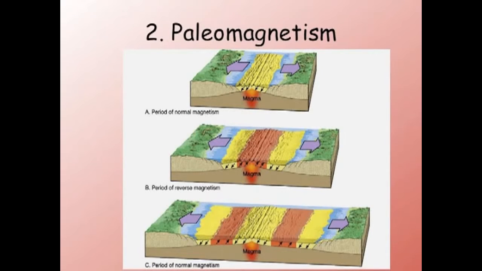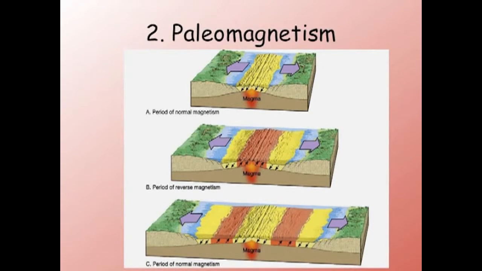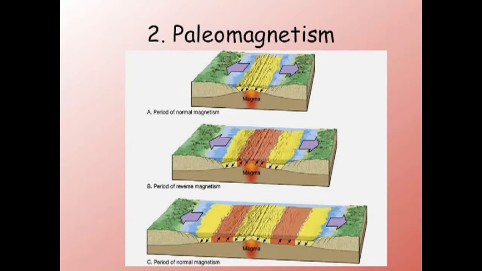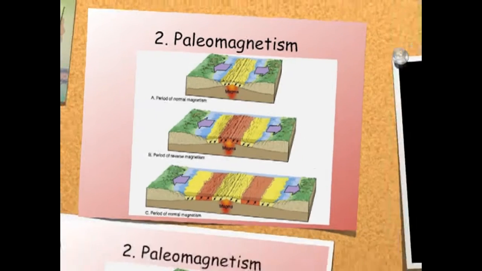Evidence number 2, paleomagnetism. During times of normal polarity, the magnetic field lines in the rocks point north. When a reverse polarity takes place, the field lines point south. The diagram shows the reversal happening twice. These field lines are present in iron-rich minerals found in the rocks.